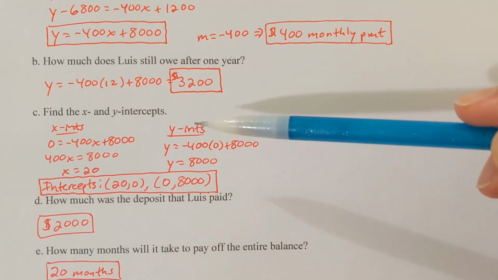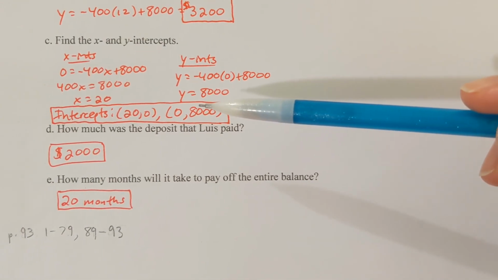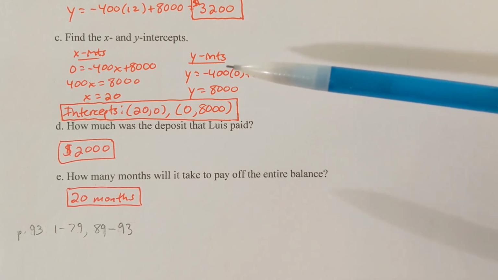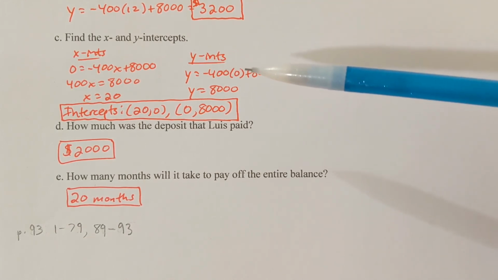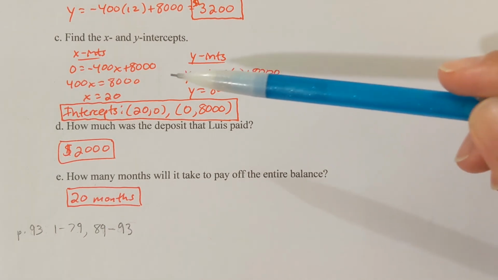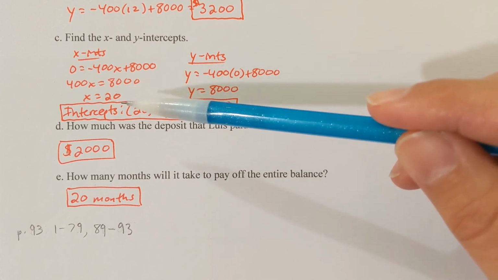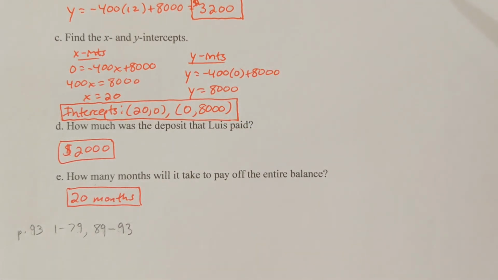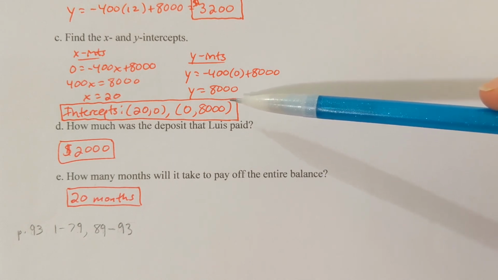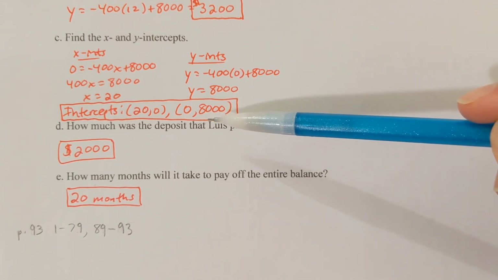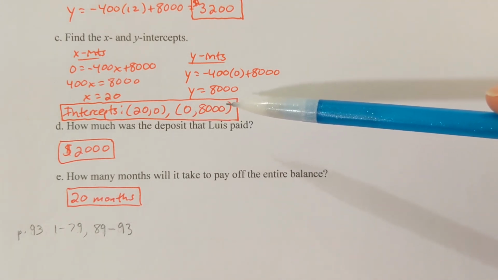Okay, part C, find the x and y intercepts. So to find the x-intercept, I need to let y be 0. To find the y-intercept, I let x be 0. When I let y be 0 and solve for x, add 400x and divide by 400, x is 20. And when x is 0, I get y equals 8,000. So the intercepts are at (20, 0) and at (0, 8,000).